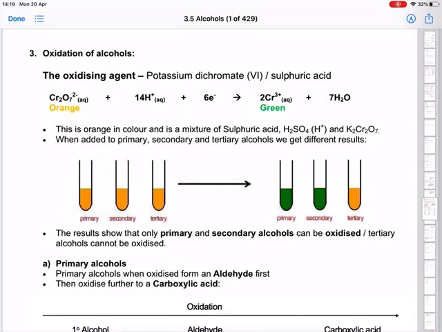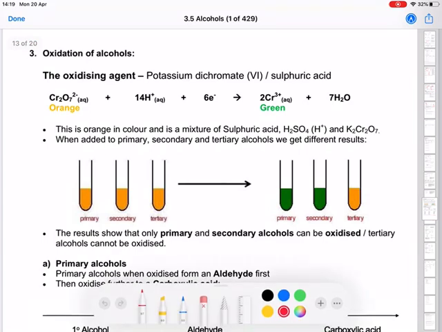Okay, so the third reaction of the alcohols is the oxidation process. What we use when we're doing oxidation of the alcohols is potassium dichromate mixed with sulfuric acid. There's the dichromate and there's the hydrogen ions from the sulfuric acid. So this is an oxidation mixture, and if you check the oxidation states here, the oxidation state of chromium there is +6, and over here is +3.